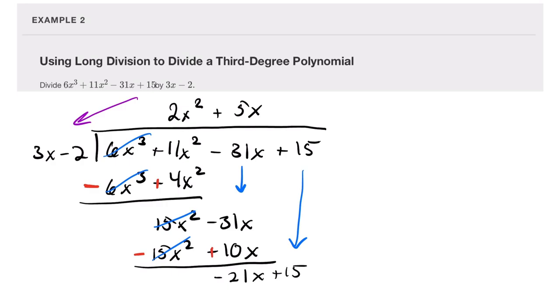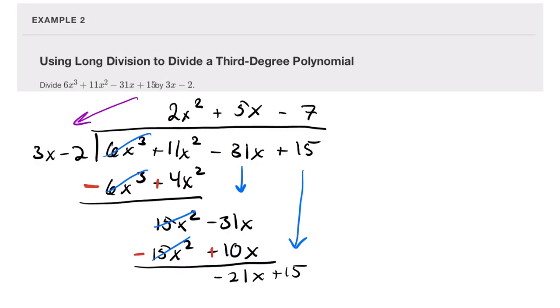Okay, then we're going to say the first divided by the first again. Negative 21x divided by 3x is what? Negative 7x. Sorry, negative 7.